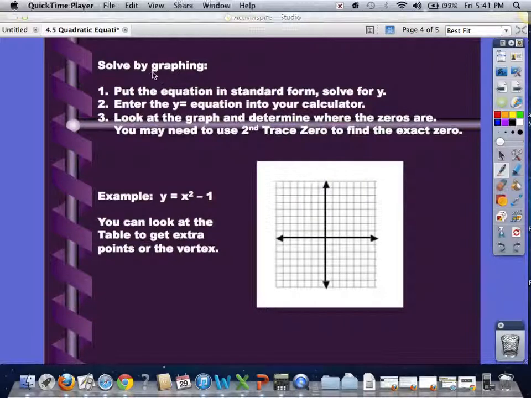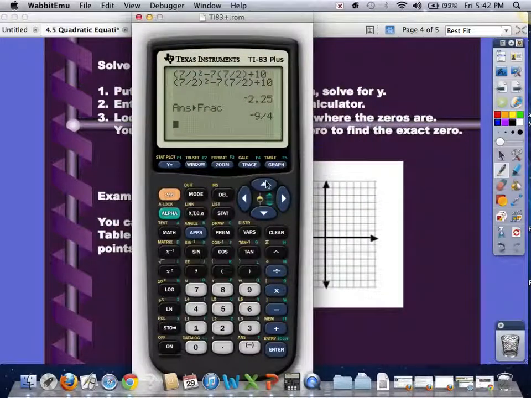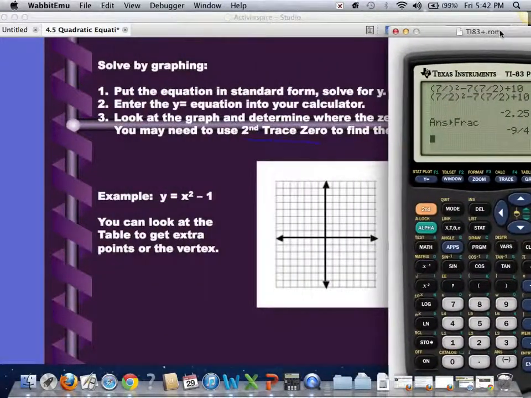Now, when you're graphing, you're going to put the equation in standard form, then solve for y. You're going to enter the y equals equation into your calculator, and you're going to look at the graph and determine where the zeros are. You may need to use second trace 0 to find the exact zeros. Alright, so for example, this is already in y equals, and we can type that into our calculator. So let me pull my calculator back up and move it out of the way.